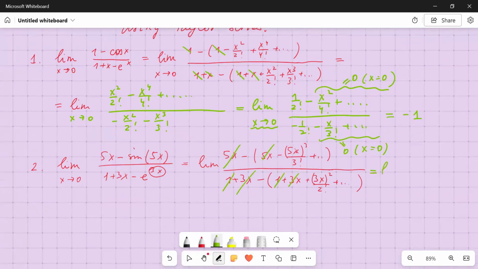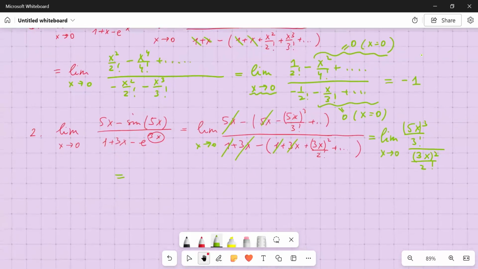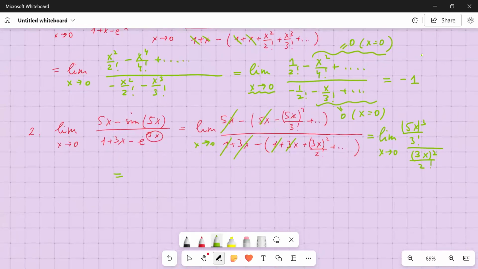And I'm going to have what? Limit. Here I'm going to have plus 5x cubed over 3 factorial, denominator 3x squared over 2 factorial. X goes to 0. So guys, I'm going to move to the next line. What I see over here is that of course there are other terms, right? I'm going to divide by x squared. I'm going to divide by the smallest power of numerator and denominator.